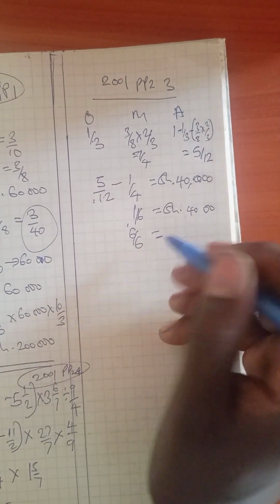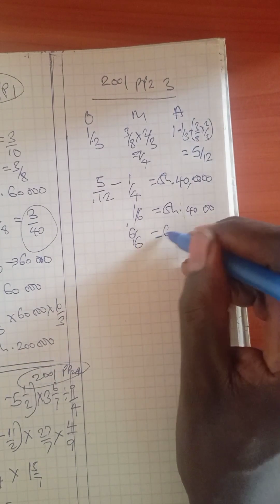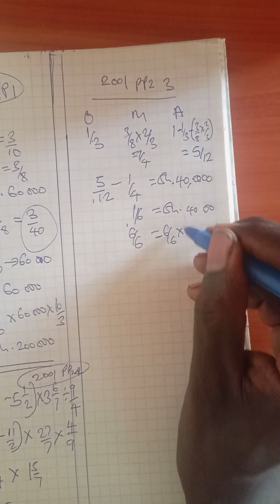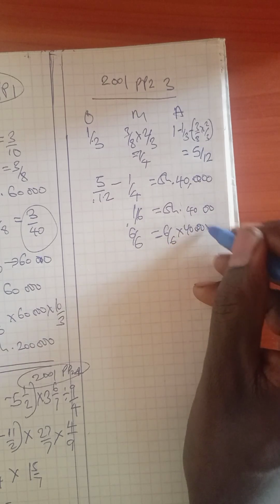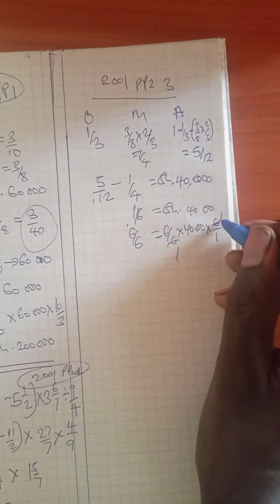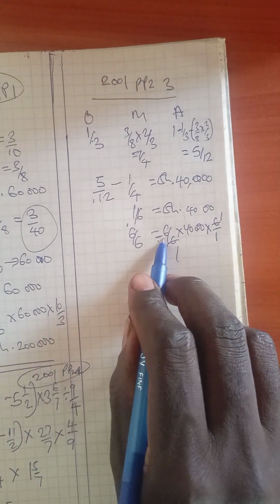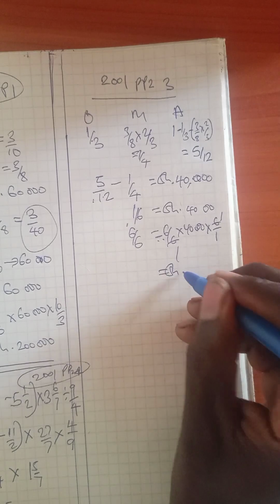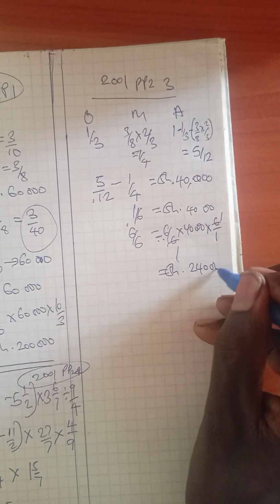The whole amount. It will be 6 over 6 multiplied by 40,000 multiplied by 6 over 1. So that we have this goes with that, this goes with that. 6 times 40, you get Kenya shillings 240,000.